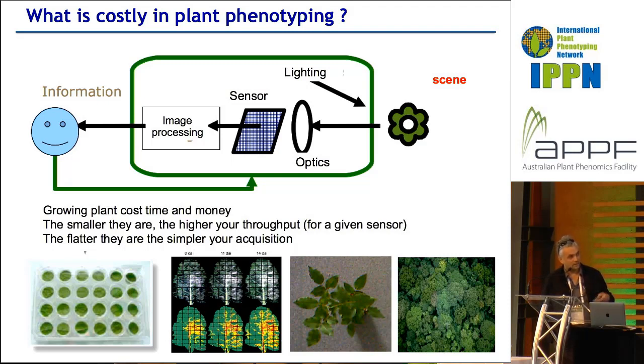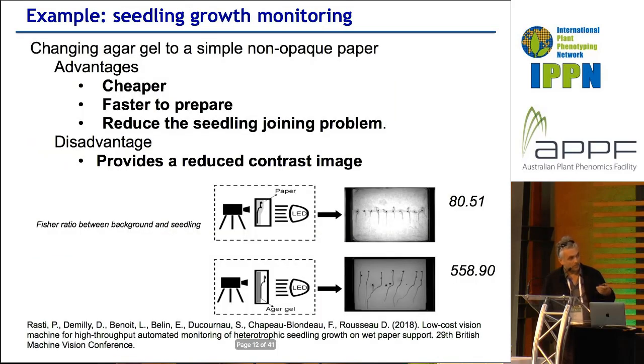And then if you move to a canopy, you also keep the observation scale somehow flat, although, of course, the canopy itself is structured, but you keep it somehow simple from a top view. That was an illustration of how choosing the scene can make your system lower cost. So this is something we just presented at the British Machine Vision Conference this year.